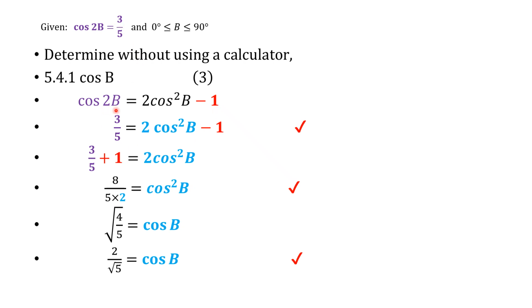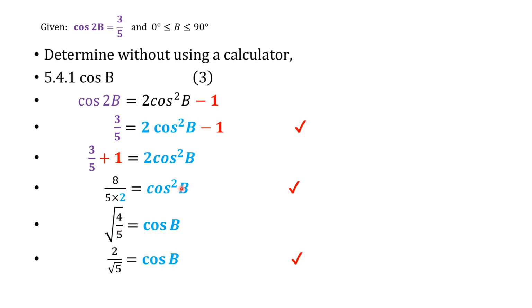Cos 2b we know is 3 over 5, so we have 2 cos squared b minus 1. Take minus 1 over, it becomes plus 1. Plus 1 simply means 5 over 5. 3 plus 5 gives me 8, so that becomes 8 over 5. This is 2 times cos squared, so I'm going to use division to get rid of multiplication. Divide by 2 and it goes to the bottom. 2 goes into 8, 4 times, so I have 4 over 5.